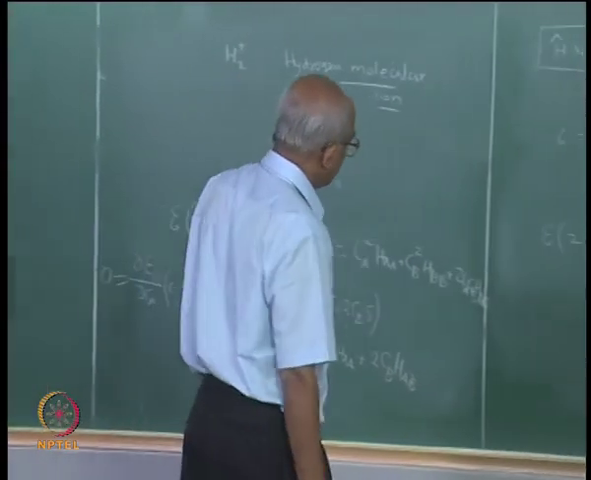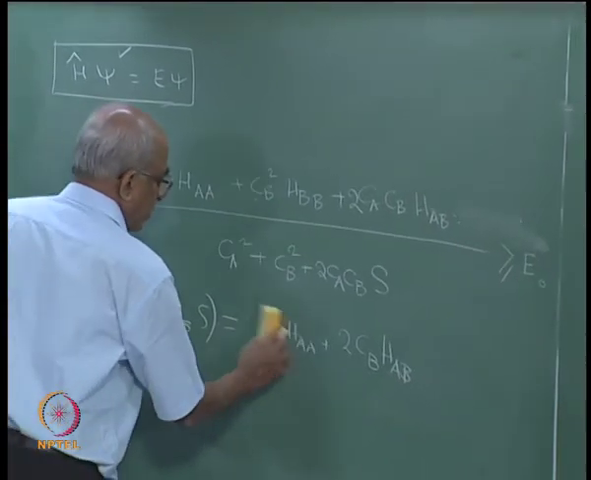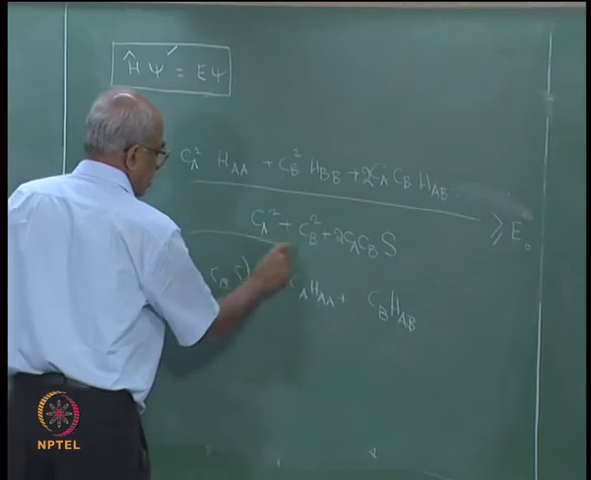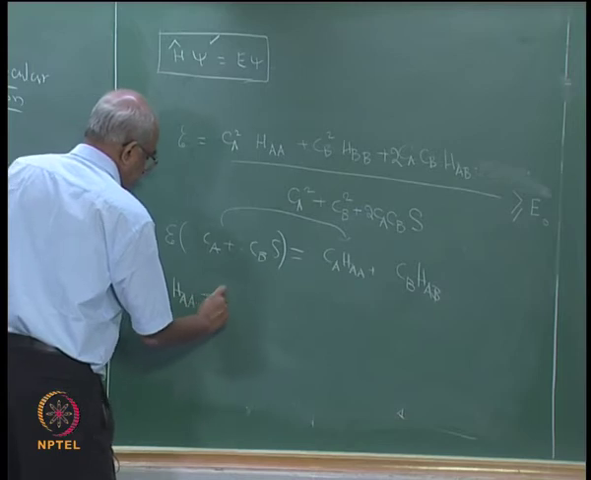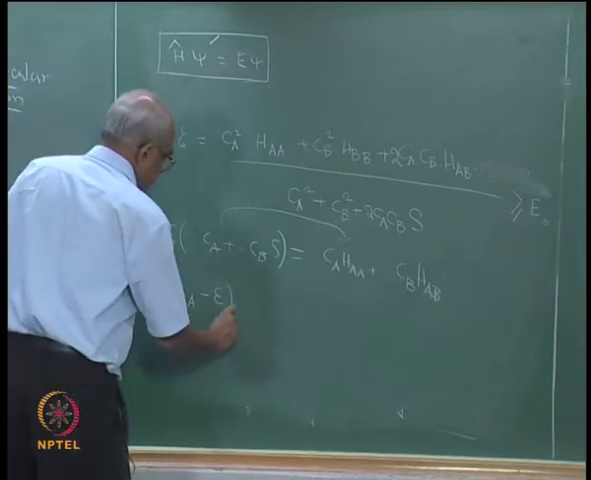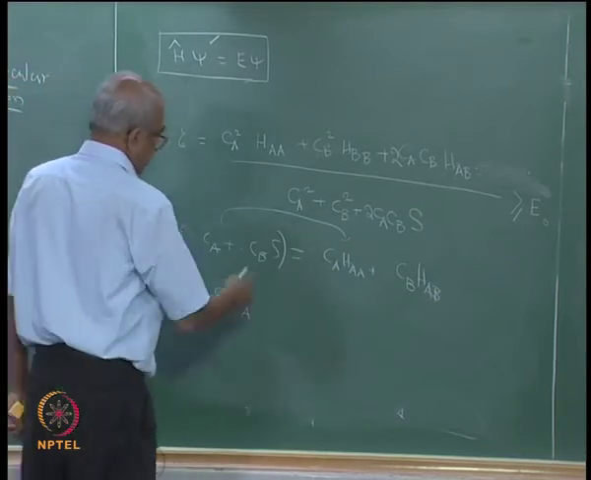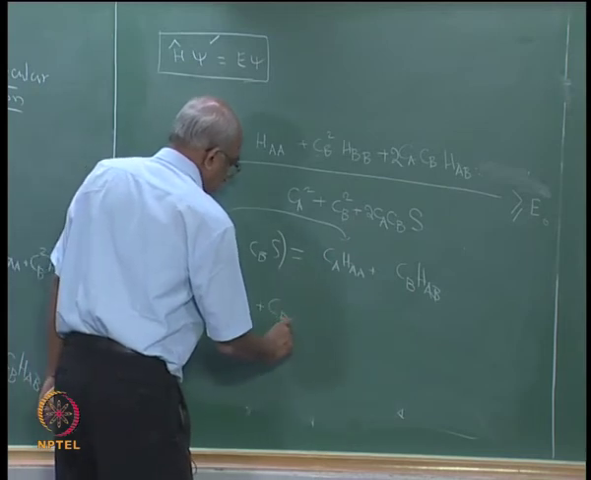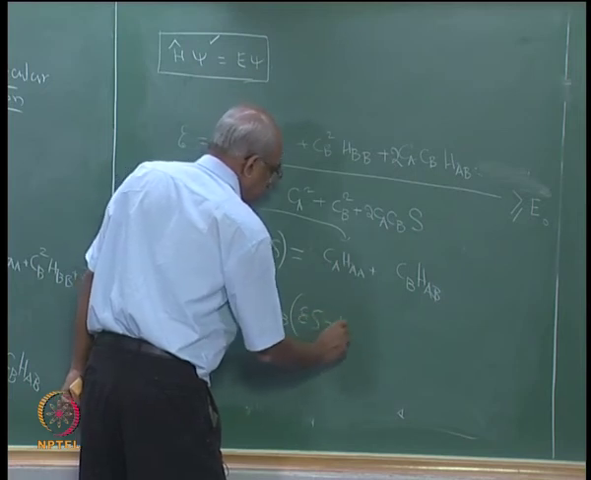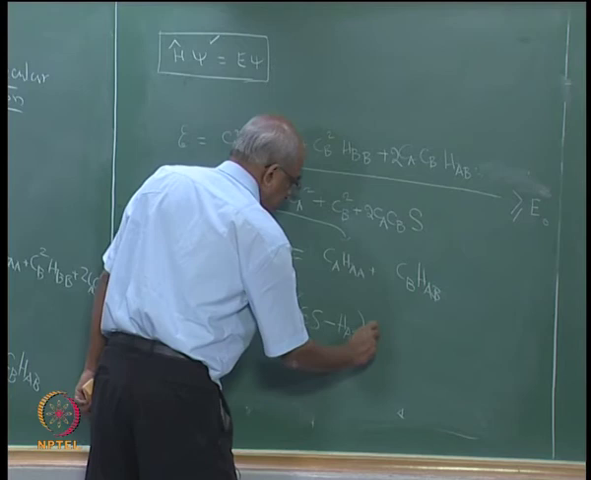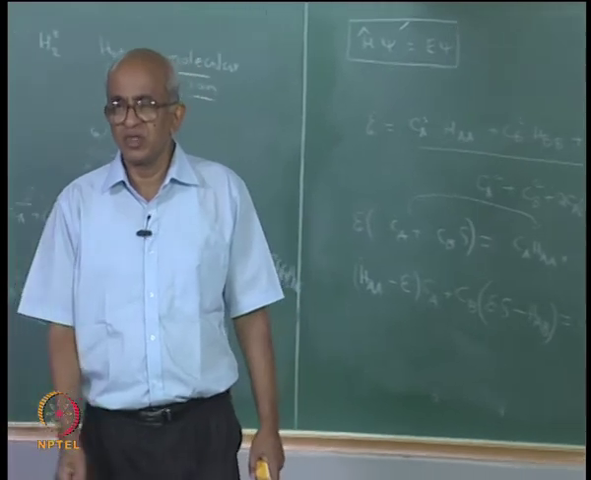But then when you think about this, 2 is common throughout, so let me cancel that, and not only that, let us take this term to the other side. So, what you will get is HAA minus script E into CA, that will be the first term which depends upon CA, because I have taken this to the other side, plus CB into script E into S minus HAB must be equal to 0. This is the equation that you will get.